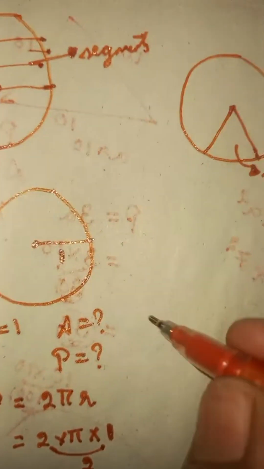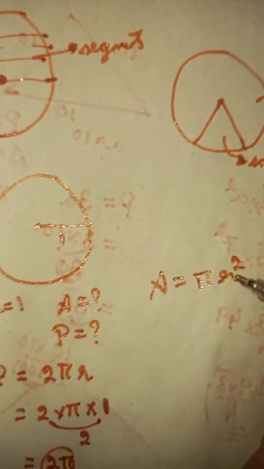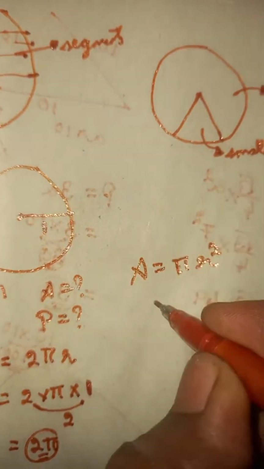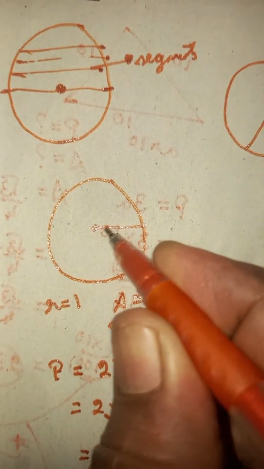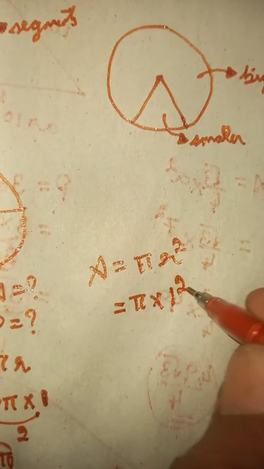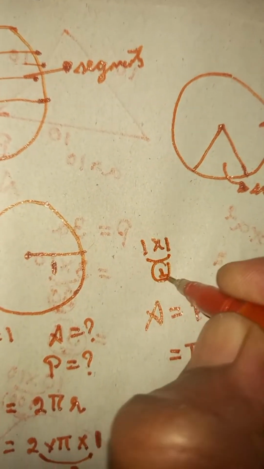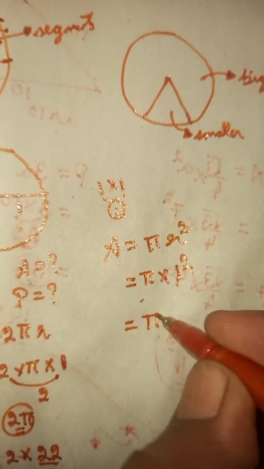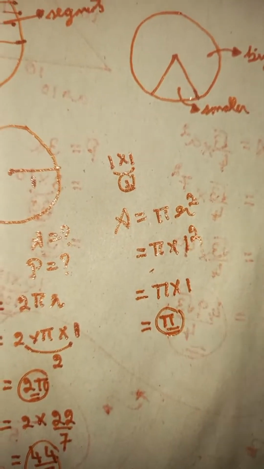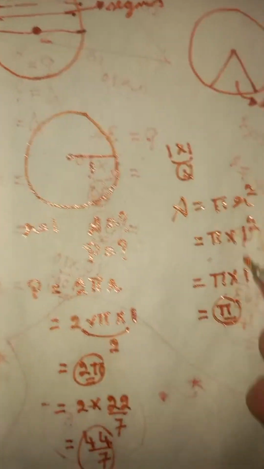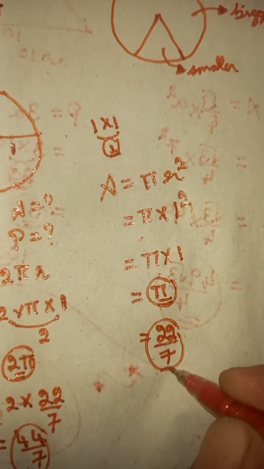The area of the circle can be written as pi r square. Here pi r square means pi times the radius, which is 1 unit, so 1 square. 1 square means 1 times 1, which remains as 1. So here it is pi times 1. Pi times 1 means pi square units, which can be written as equal to 22 by 7 square units.